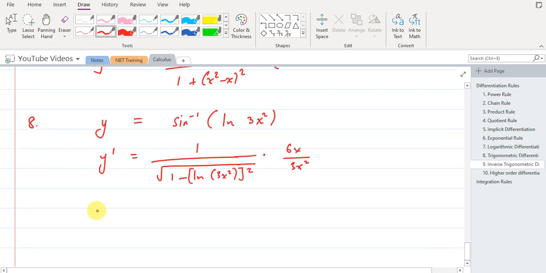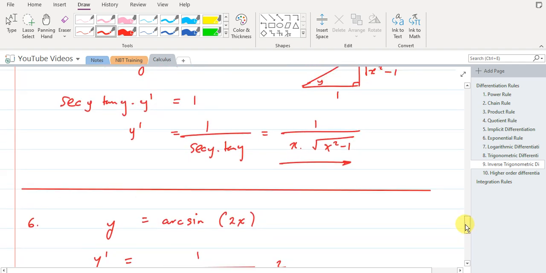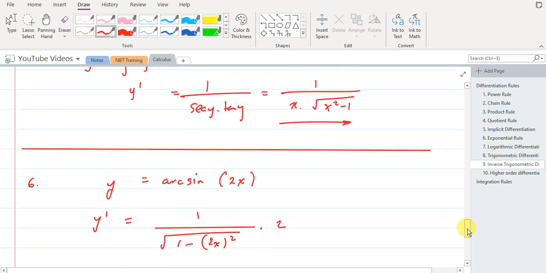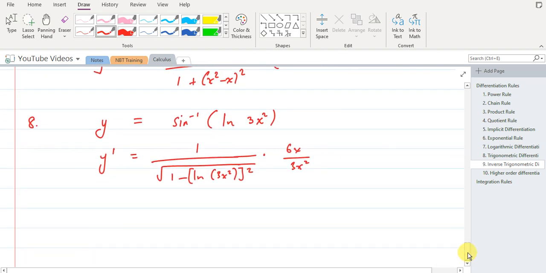Right, so these are all the possible types of inverse trigonometric. Obviously there are infinitely many examples, and if you do have any exciting example, don't forget to post in the comments. I hope you understand, guys.